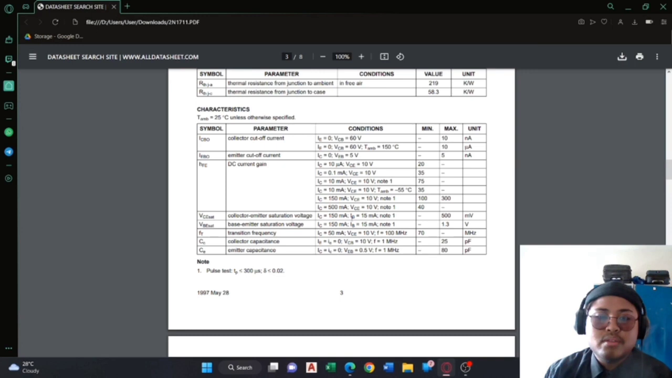Now we just have to take this current value and put it in our simulation for our IC-SAT, and that's it for me. Now I will pass it on to my friends.